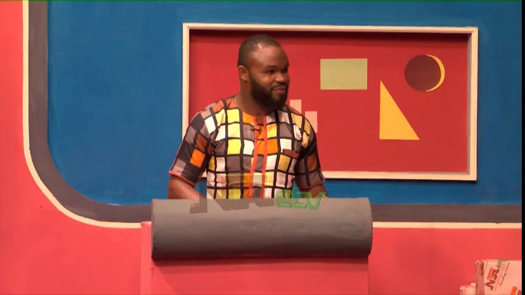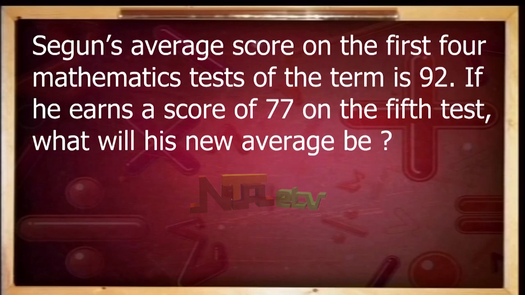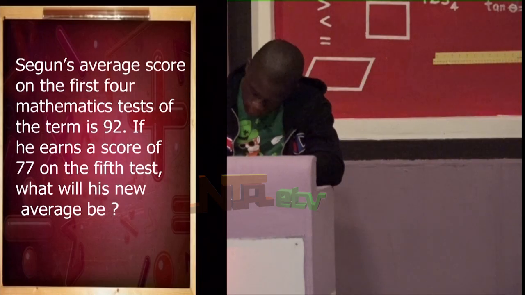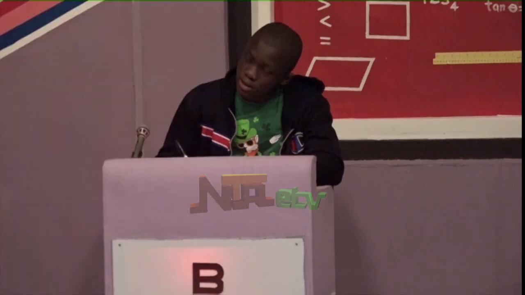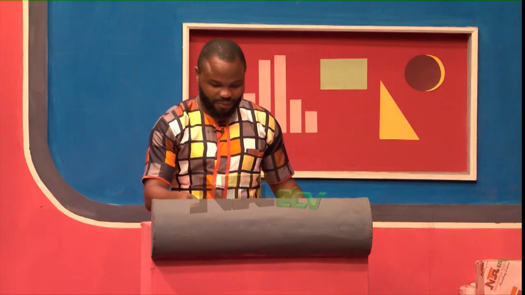Contestant B, your question. Question 4. Shego's average score on the first 4 mathematics tests of the term is 92. If he earns a score of 77 on the 5th test, what will his new average be? 35.5. Say again? 35.5. No, you still have time. Let's see if you get it.